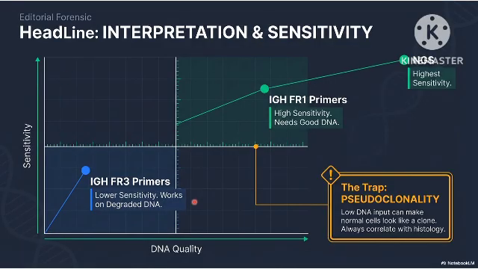So if you take NGS, it has high sensitivity. IGH FR1 primers have sensitivity better than FR3 primers because they cover a larger area, but they need good DNA. Whereas FR3 primers, as they cover less area, the sensitivity is low. It works best with degraded DNA. Always remember the pseudoclonality. Low DNA input can mimic a clone. So always correlate with histology.